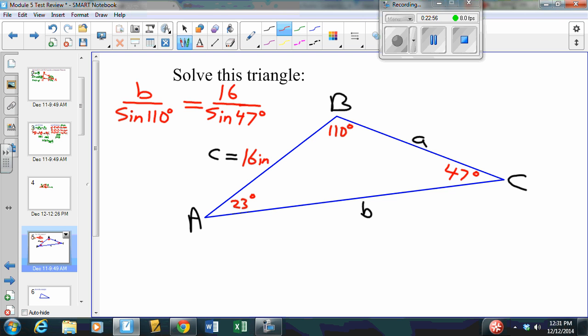Okay, now I only have one unknown. Whenever I have one unknown in an equation, I can solve for that unknown, right? What would I do to solve for this unknown? Times both sides by what? Times it by what? Sine of 110. Times both sides by sine of 110. What happens on this side when I times this side by sine of 110? Cancels out.